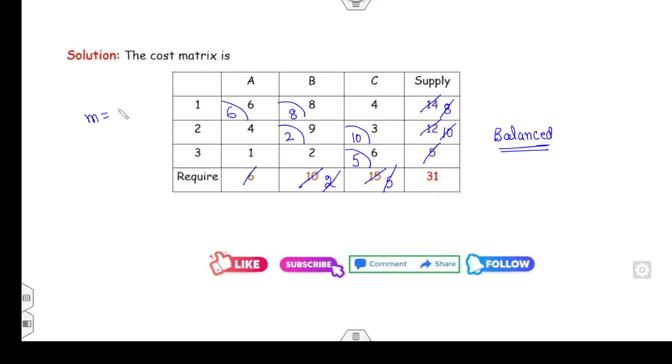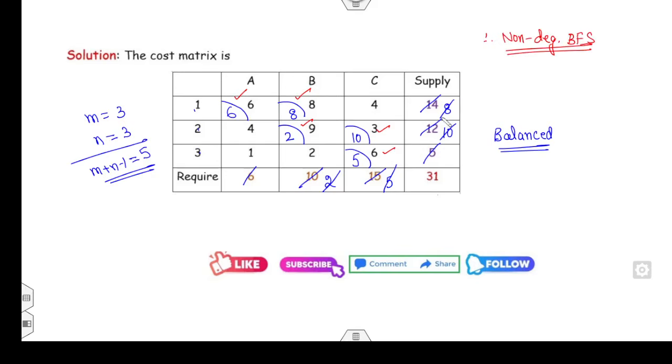What is the number of rows? Number of rows is 3. Number of columns is 3. Therefore, M plus N minus 1 will be 5. And you can see 1, 2, 3, 4, 5. Therefore, we will get the non-degenerate BFS solution.